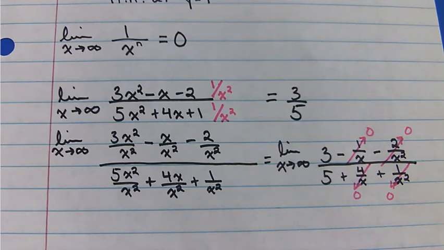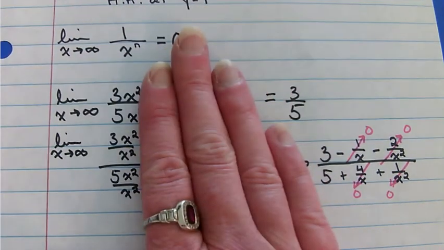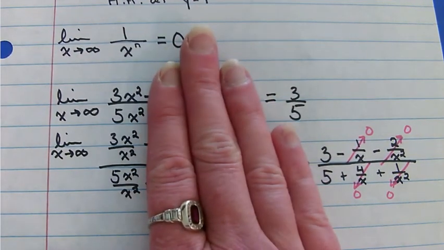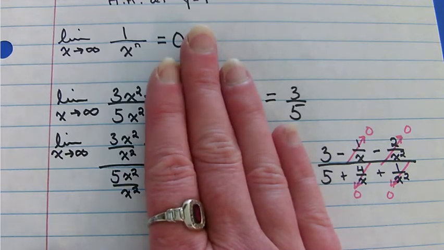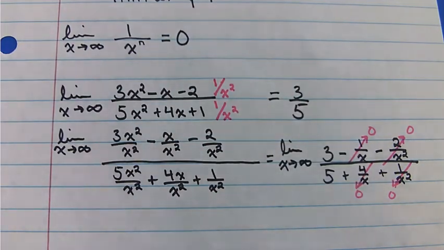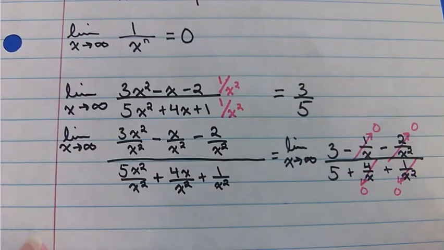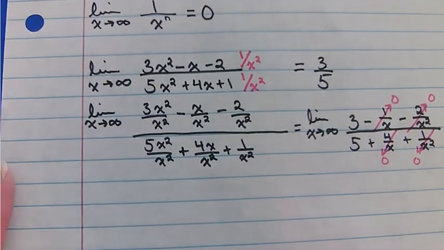That is a proof of what I kind of do with my mind. I'm only looking at the ones with the largest exponents, and everything else is going to go to 0. So 3x squared over 5x squared leaves me with 3/5. But this is the longer way of doing it. Let's do a couple of other ones.